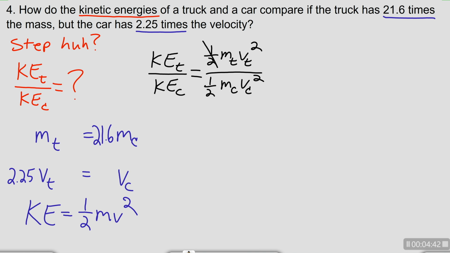So I've got this. Right away I can start canceling things out. 1/2 divided by 1/2, that's just going to go away. That's just going to equal 1. Now at this point I can't cancel anything else out. I can't cancel the m's because mass of truck does not equal mass of car. And I can't cancel the velocities because velocity of truck squared doesn't equal velocity of car squared. So getting rid of the halves is all I can do for now.